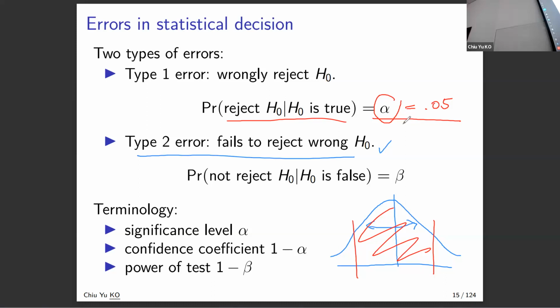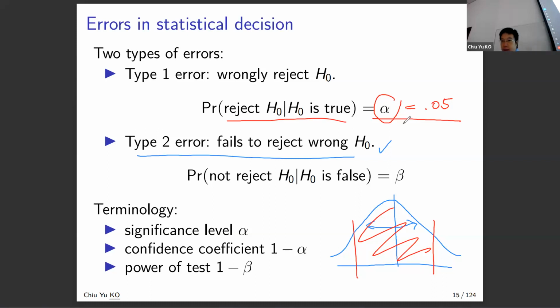But even if it's not 250, it may be somewhere close by. And that means that you will be less likely to reject it, because even though it's wrong, you made the region smaller, so you fail to reject.